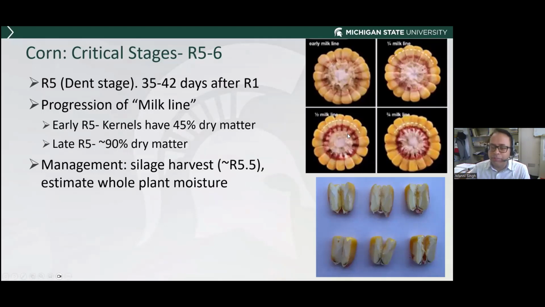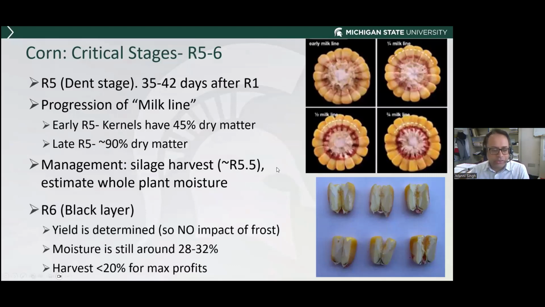But that's again a rule of thumb, and we want to know the whole plant moisture to actually go ahead with that harvest timing. The final stage here is the black layer, as you can see in a couple of these kernels at the bottom, where this black layer formation shows the final stage of physiological maturity. Yield is determined at this point. So if we get a frost even late in the season, there is not going to be an impact on yield. There might be an impact on dry down, right? So moisture content at this phase is still around 30% or so, and we want to bring it down below 20 to maximize profits, right?